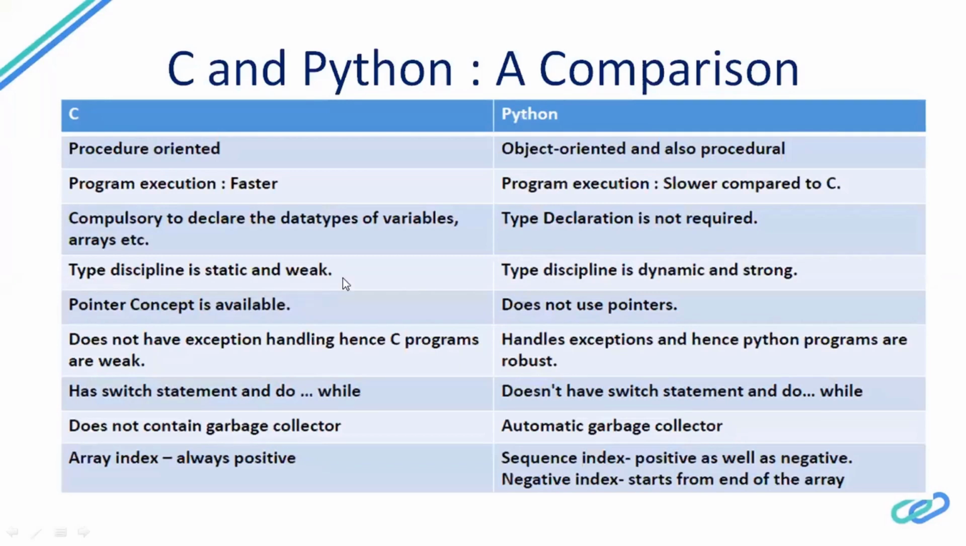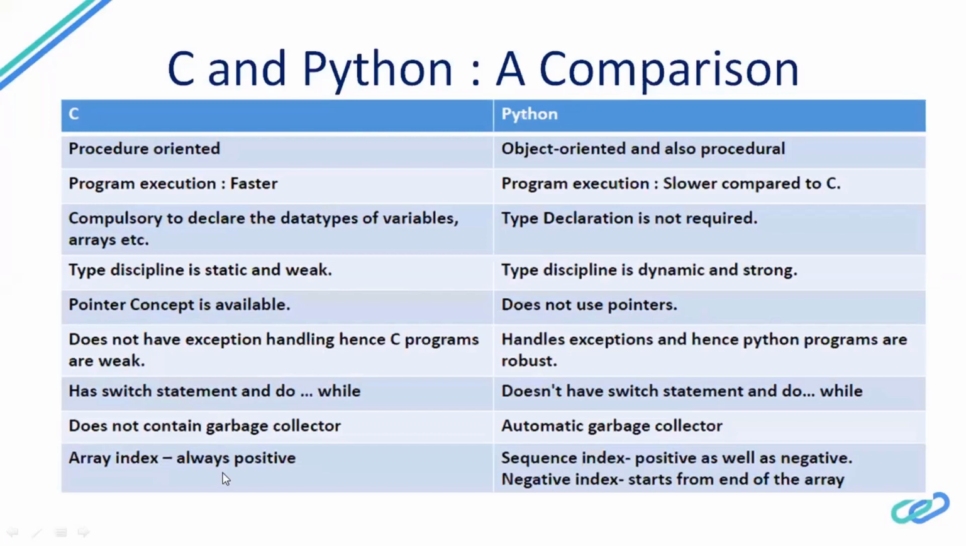Type discipline is static and very weak in C language, and type discipline is strong in Python, as we will see. Pointers. Many first year students or freshers or many people who are new to programming dread the concept of pointers. But once you learn pointers, there is no more interesting topic in programming than pointers. That is what I feel, since I have understood pointers. So for a fresher, for a student who has not understood pointers, it is like hell. Okay. So good news, Python doesn't use pointers. There is no concept of pointers in Python. Okay. Very interesting.